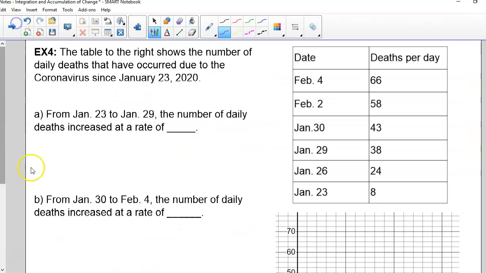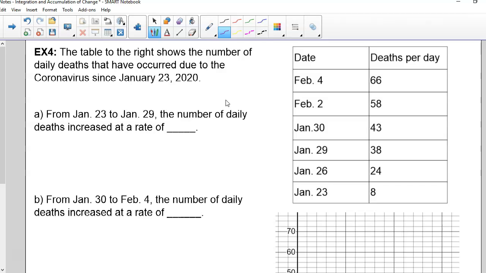All right. Last one. This is some actual data. This is happening right now. The table to the right shows the number of daily deaths that have occurred due to the coronavirus since January 23rd, 2020. I've pulled this off of a website, hopefully that was fairly accurate. It at least looked like it matched what I've seen in the news anyway. So these were the deaths per day due to coronavirus. On February 4th, there were 66 deaths per day. On February 2nd, there were 48, and so forth.